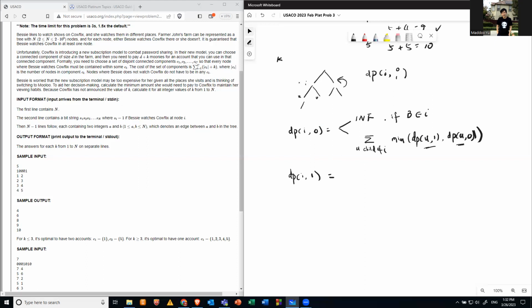For the same token, for dp of i of 1, Bessie has to be here. If this child does not have Bessie, then you do 0. If Bessie has to be in here, you could potentially include it, so it's dp of u of 1. Just a second.